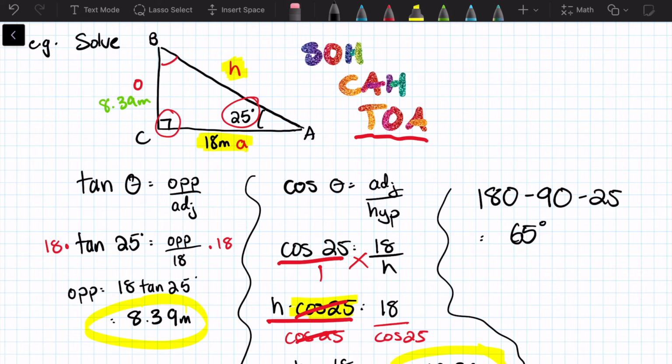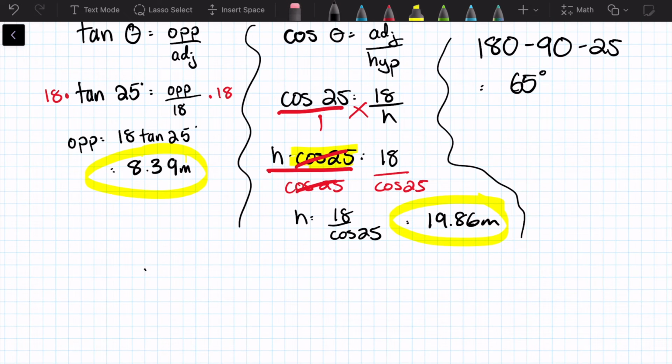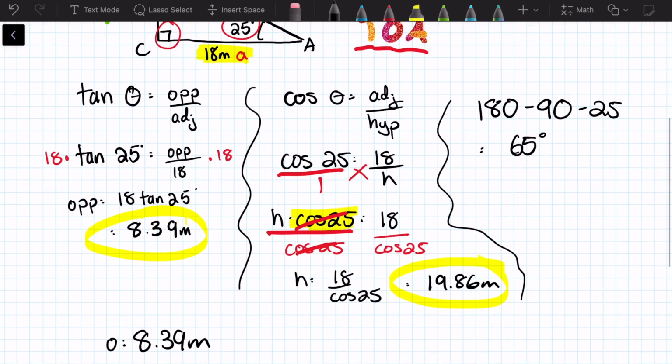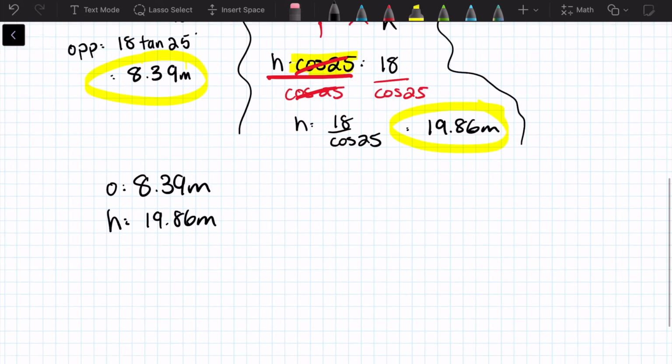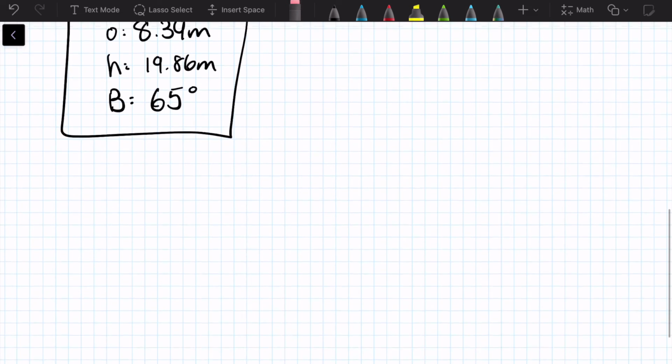And when you're solving triangles and getting all these different pieces of information, it can be helpful to put it all together. So we've got 8.39 meters as one of our sides, which we'll just label with O for the opposite. We've got our hypotenuse is 19.86 meters. And then we had that angle, which if you look back up was angle B, is 65 degrees. We'll put a box around that. And there we are. We have solved a triangle. So, see how we do with the second one.